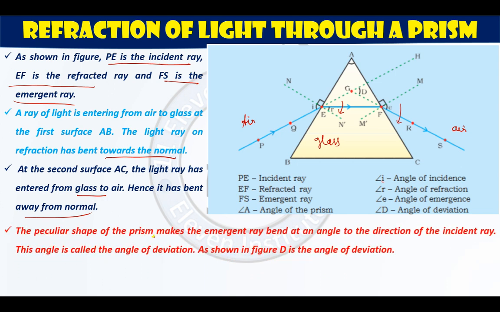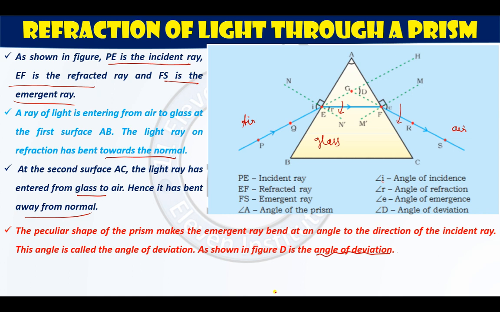The peculiar shape of the prism makes the emergent ray bend at an angle to the direction of the incident ray. Now this is a very important point. This was the original direction of the incident ray, but now this light ray has bent over here as an emergent ray, so there is an angle between them, and this angle is known as the angle of deviation.